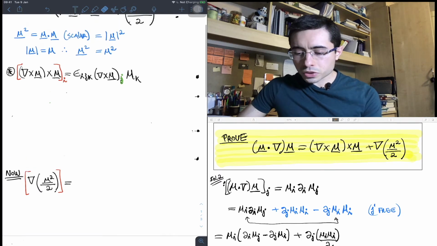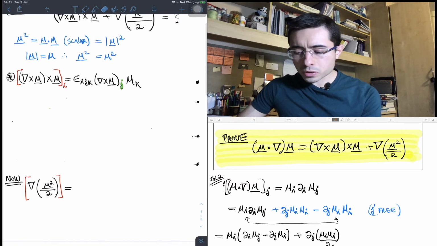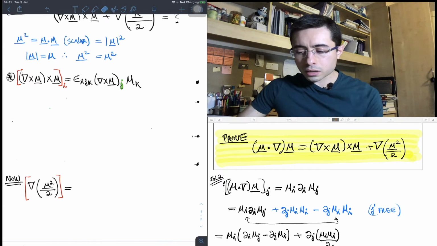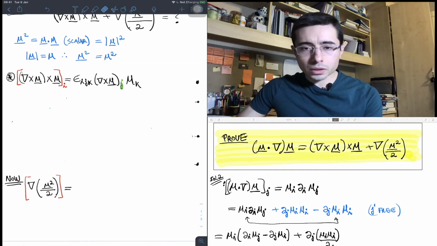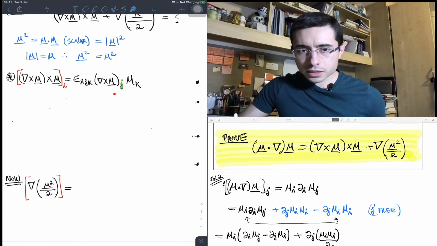So now we just write the i component of this cross product here. It's epsilon ijk, and then the second component goes with this guy here, and the third goes with that guy here. So this guy is j, this guy is k. So j is summed with j and k is summed with k.